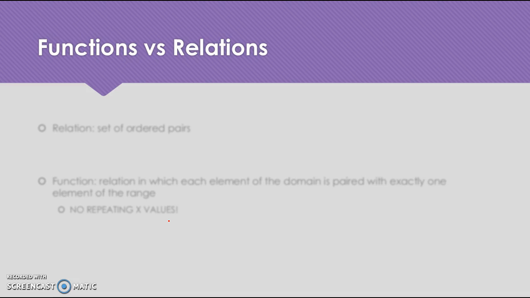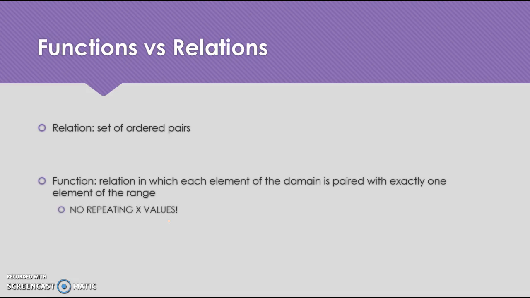Alright, now functions versus relations. Okay, they're two different things. Alright, a relation is any set of ordered pairs. Okay, so those 5 ordered pairs that we just worked with, that's a relation. Alright, any set of ordered pairs. A function is a special type of relation. Okay, it's a relation in which each element of the domain is paired with exactly one element of the range.